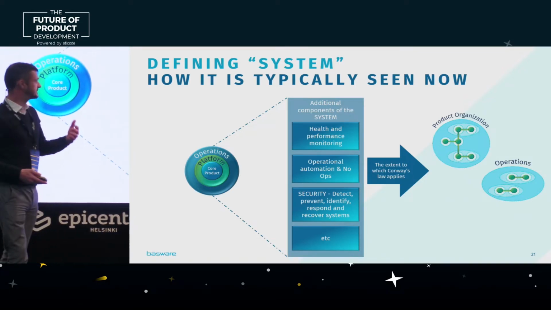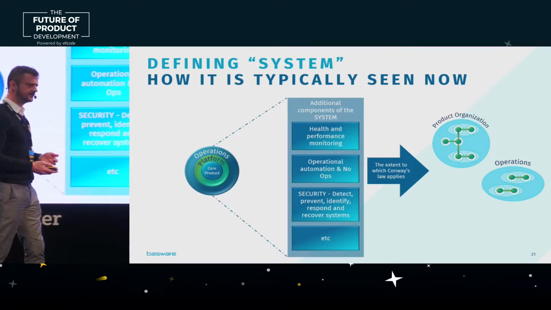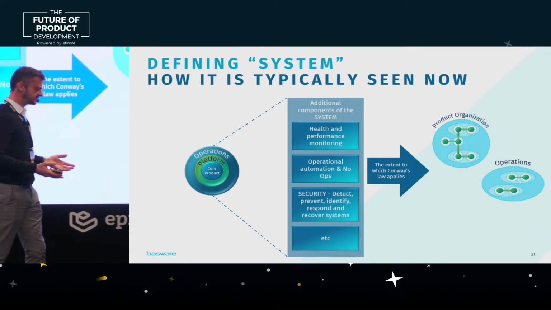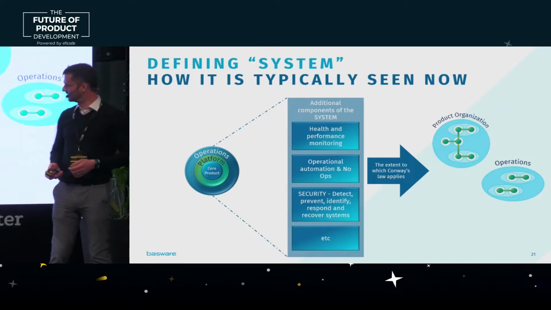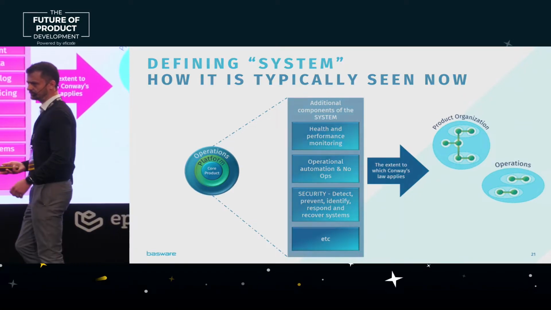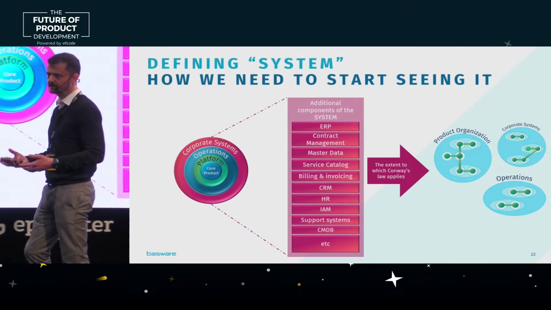And as a result of this, the extent to which Conway's law started to apply started to extend beyond just the product organization and into the kind of operations organization, if you like, as well. But how do we need to see it? Well, we need to see it as something significantly larger.